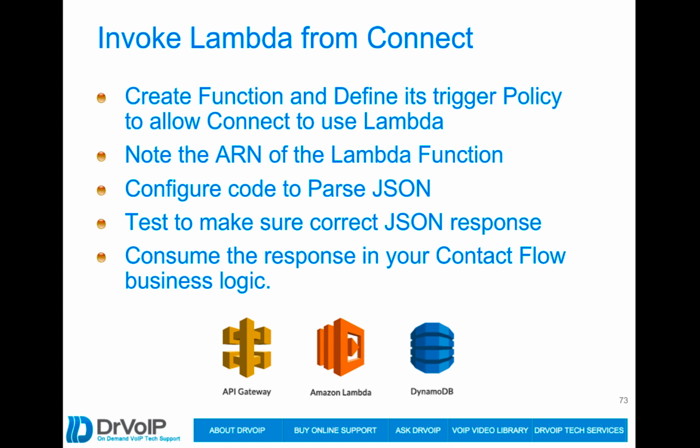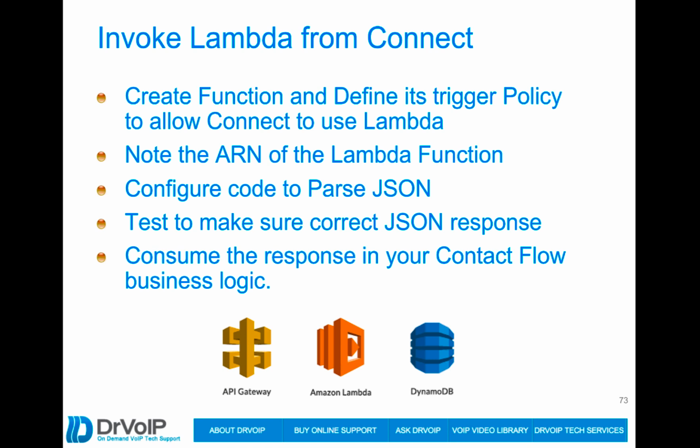But the first step is to go ahead and create your function, get it tested, and then define a trigger policy to allow Connect to talk to Lambda. Now, the documentation clearly says that, but it doesn't really show you how to do that. And what we're going to do here, hopefully, is make that experience a little bit more obvious. You want to note the ARN, Amazon Resource Name, for the Lambda function. You're going to need that as you update your contact flow information.